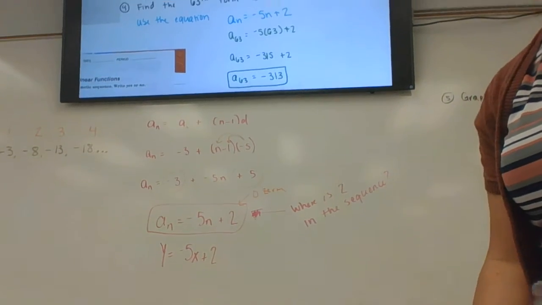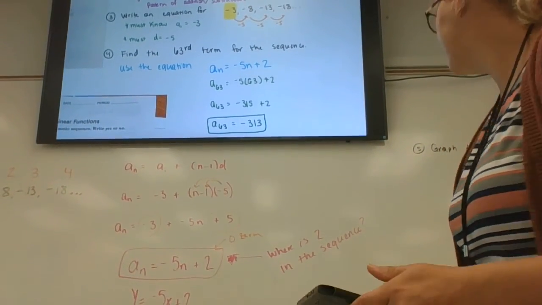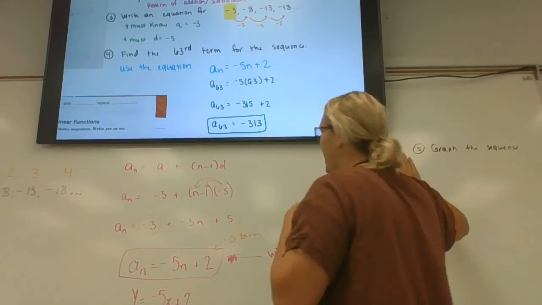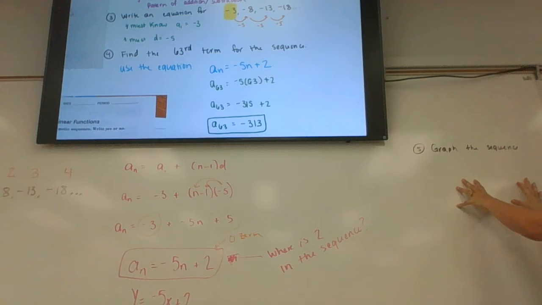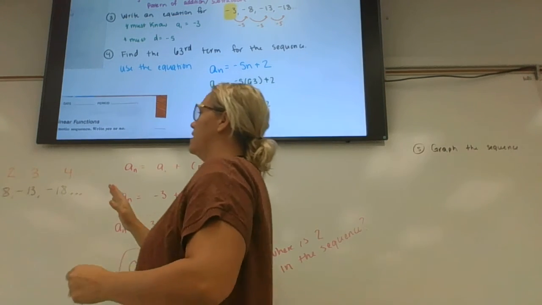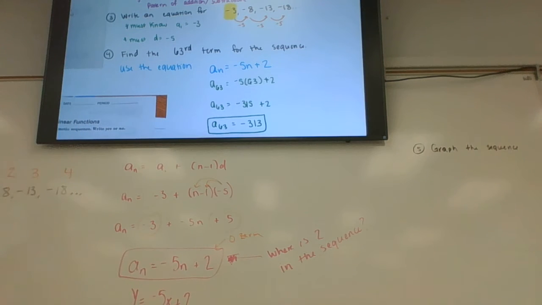Okay, I'm going to walk around and see how many of y'all made a graph. Added this number 5. Graph this sequence. You don't have to graph the 63rd term. Let's graph the 4 that we're given.